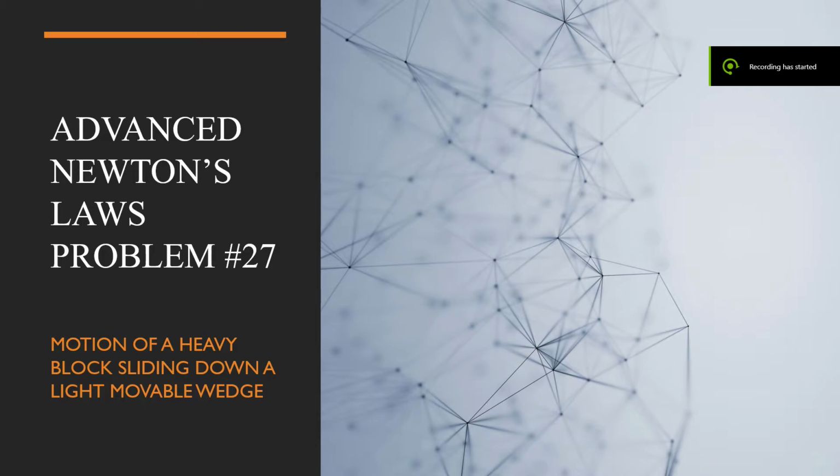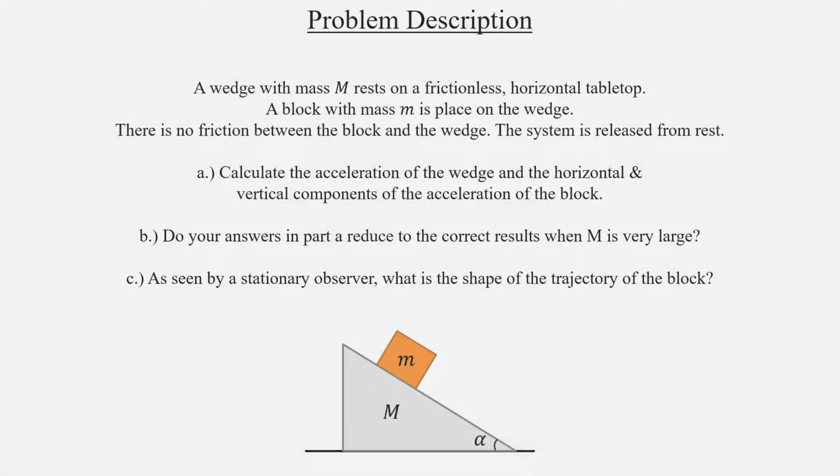Hey there, folks. Here's a special problem that I wanted to cover today. Instead of a regular block sliding down a ramp problem, which we've done plenty of already, how about we try our luck against a much more challenging situation? Here, we have a block sliding down a wedge, and not only will the block move, but the wedge that it's resting on will move too.